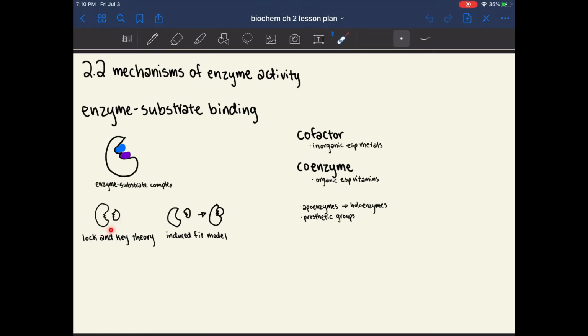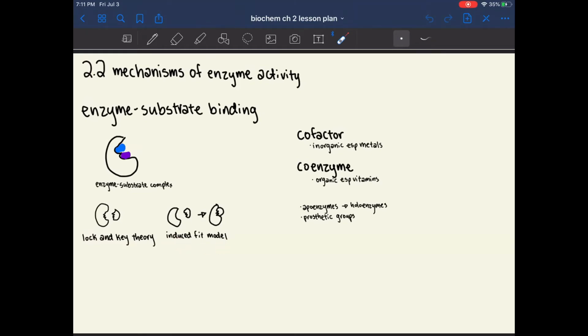So because they're perfectly shaped to fit each other, when they find each other, they fit together perfectly like a lock and a key. The second theory is called the induced fit model, and this means that the enzyme is not perfectly shaped to fit the substrate. However, they're shaped similarly enough so that they can find each other, and when they bind, the enzyme changes shape and it becomes something that fits the substrate better.